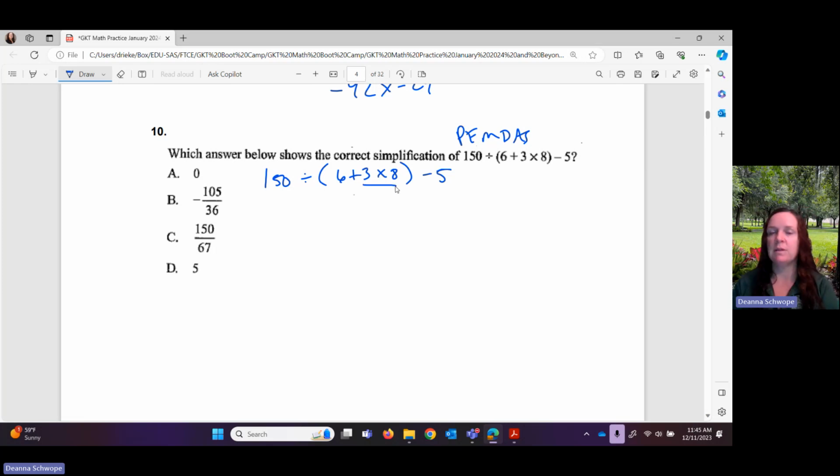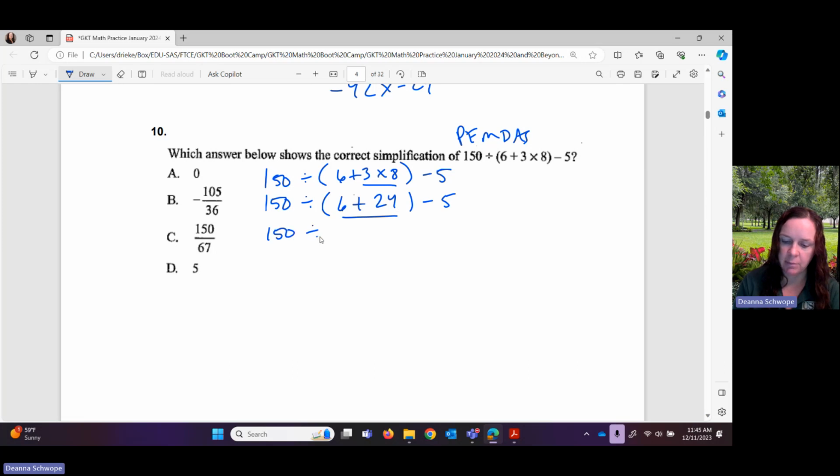So the first step we're going to do is multiplication. I used to have my students underline it like this. So this is not a division symbol. It's just me underlining the step that I'm doing. And I'd have them recopy everything else exactly what it was and then solve what's underlined. So 3 times 8 is 24. We're still on parentheses. So we have 150 divided by 6 plus 24 is 30, minus 5. Now we're dividing. Take off the 0, so you have 15 divided by 3, which is 5, minus 5, and the answer is 0.